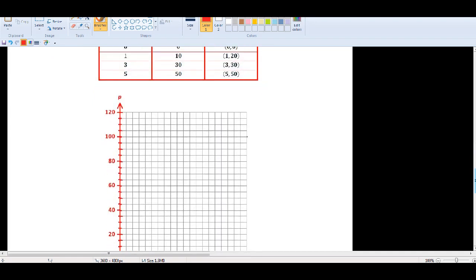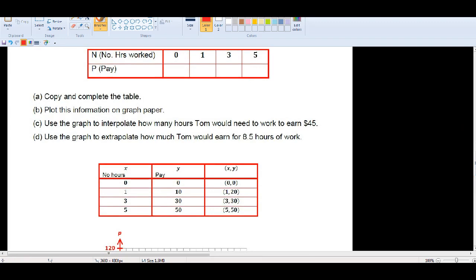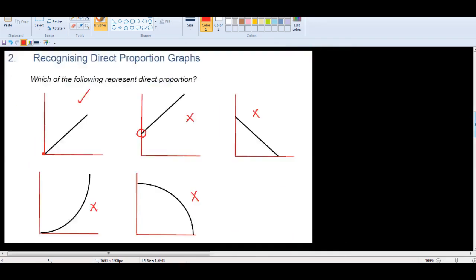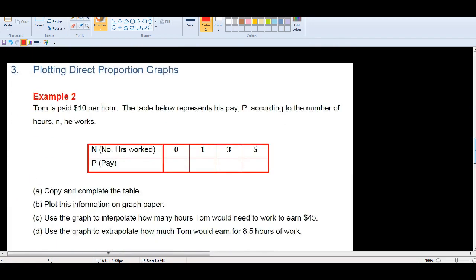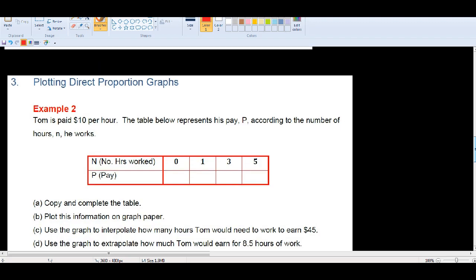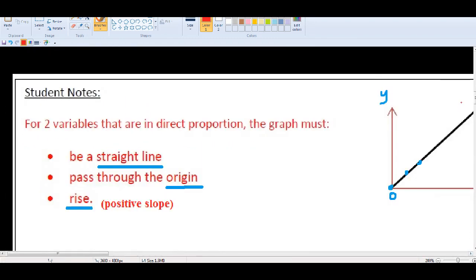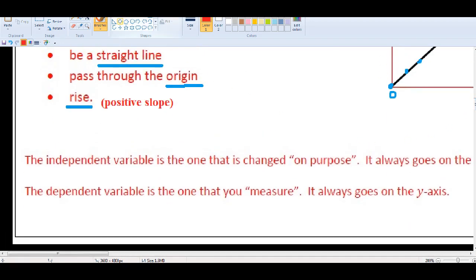Alright, so let's have plotting direct proportion. I'm going to do one more example. But this time we're going to introduce two variables first. One is called the dependent variable, the other is called the independent variable. Okay, so let's go back to the summary before we go into this example. Since there must be two variables, one is called the independent variable, the other is called the dependent variable.